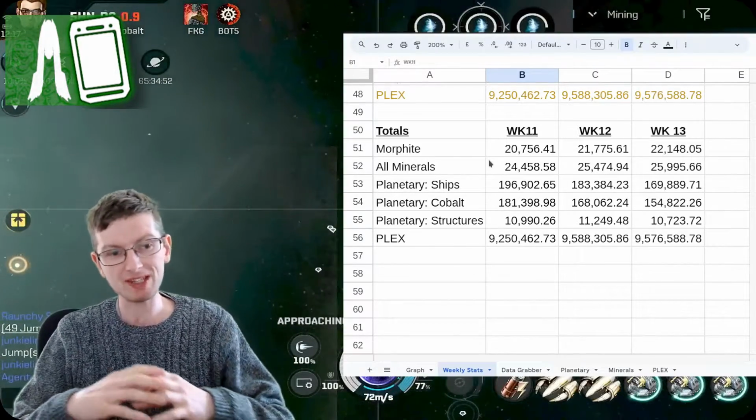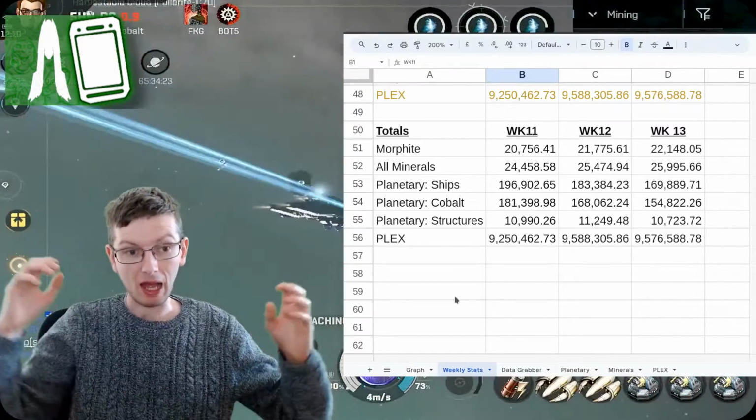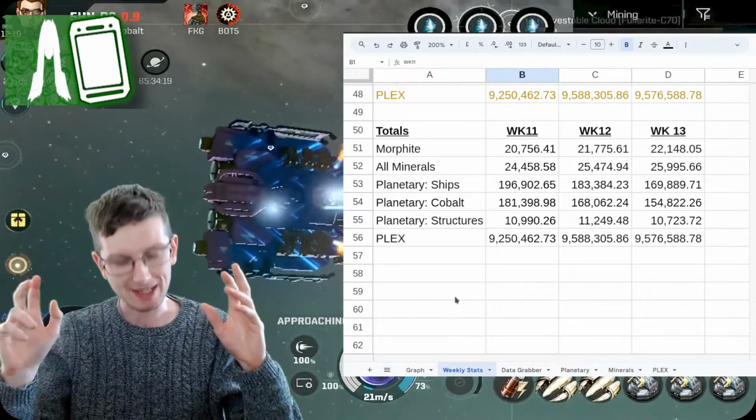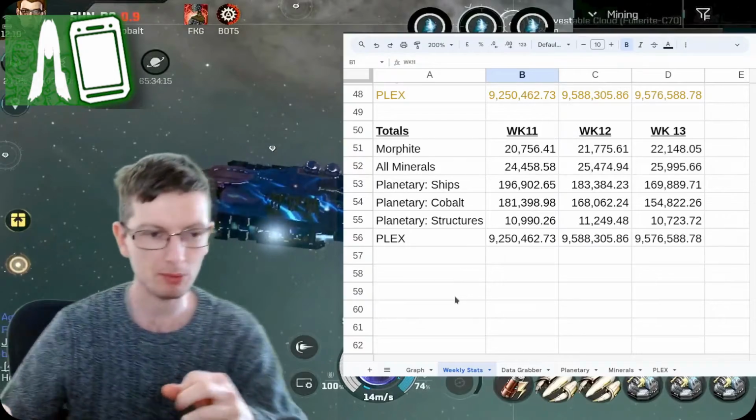So of course, these are just the totals for those groups of PI. I've broken all of those down, and at the end, of course, we have PLEX. PLEX is sitting on its own, and the idea here is to keep track of PLEX.